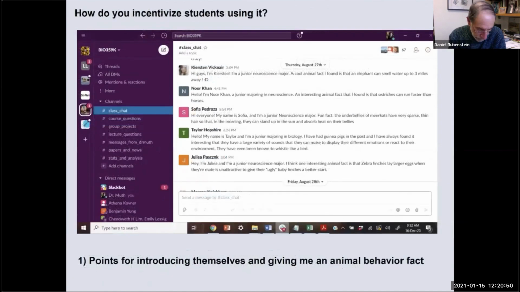Then how do I incentivize students to use it? Because, for example, last year I tried to incentivize students to use the Canvas discussion boards, and one of the students told me that they were embarrassed for me that I even suggested this as an option.